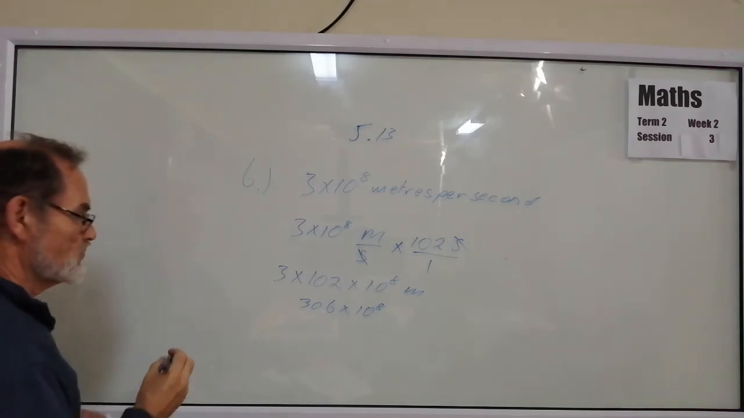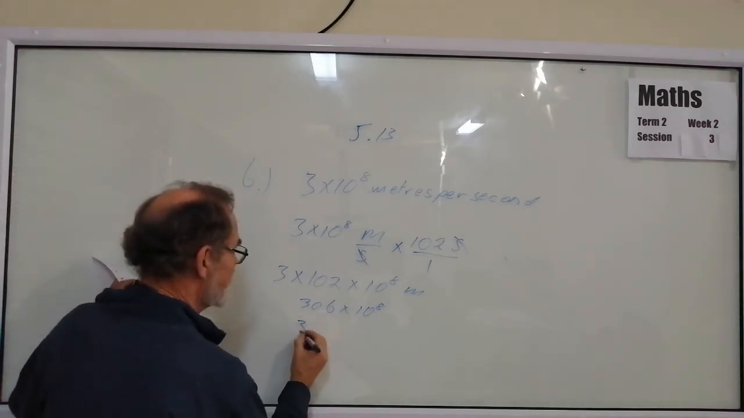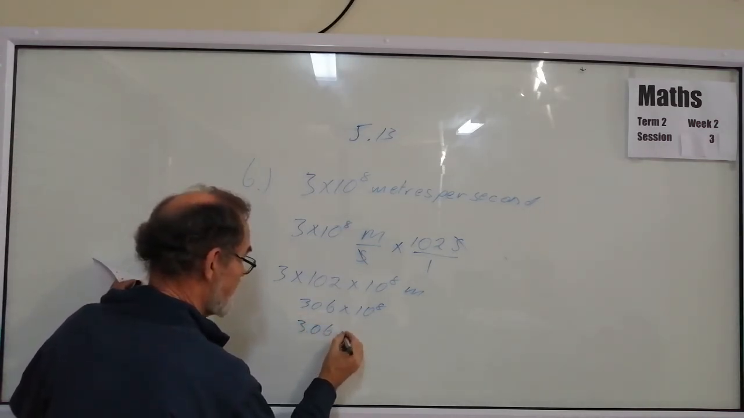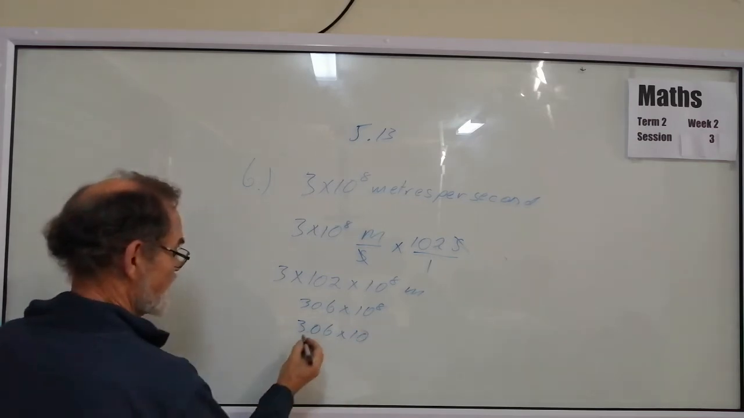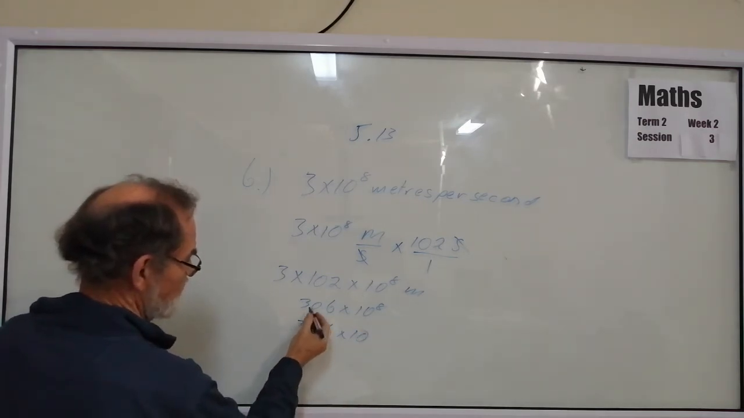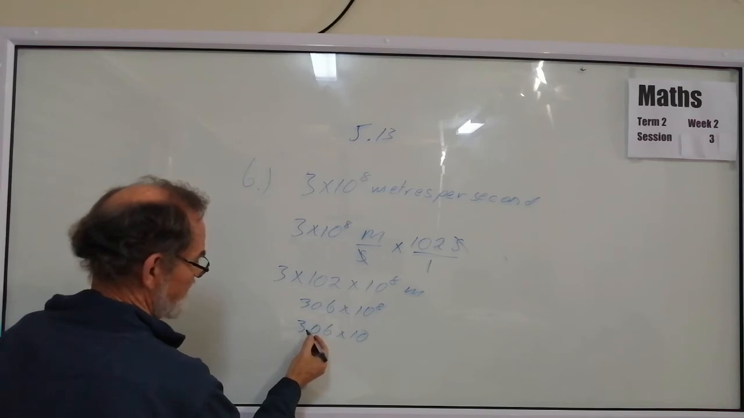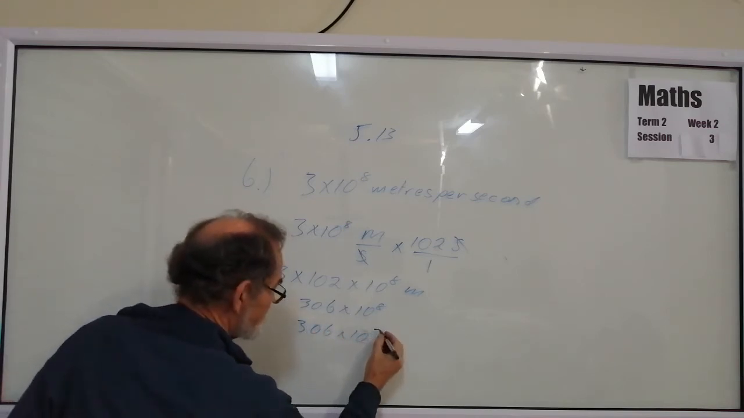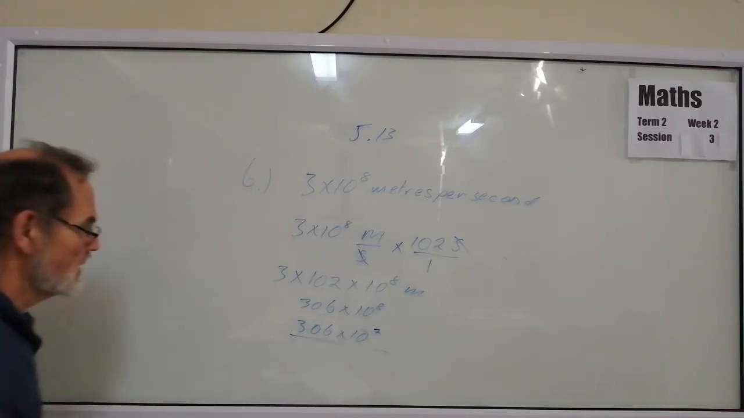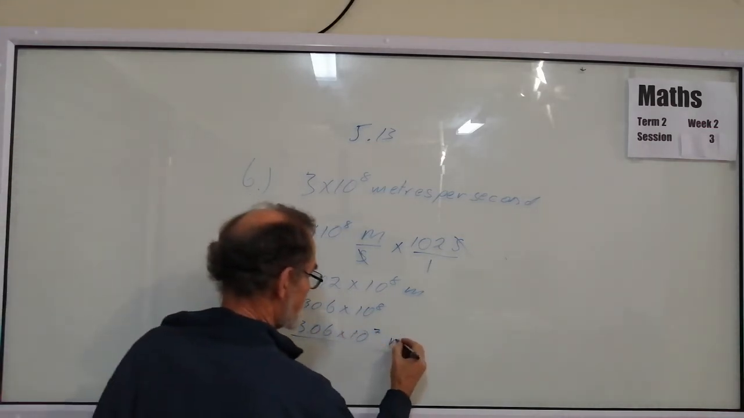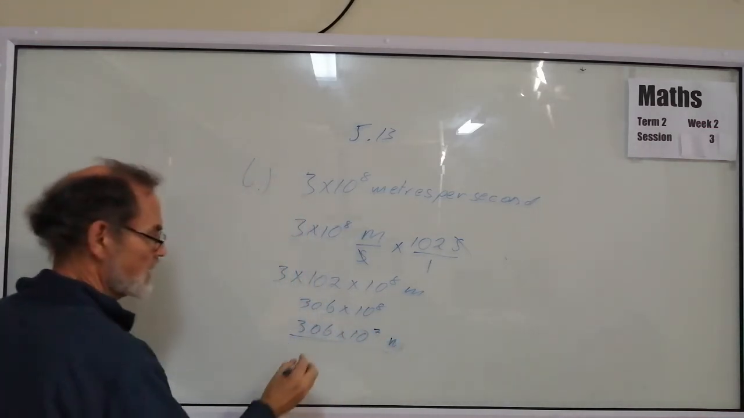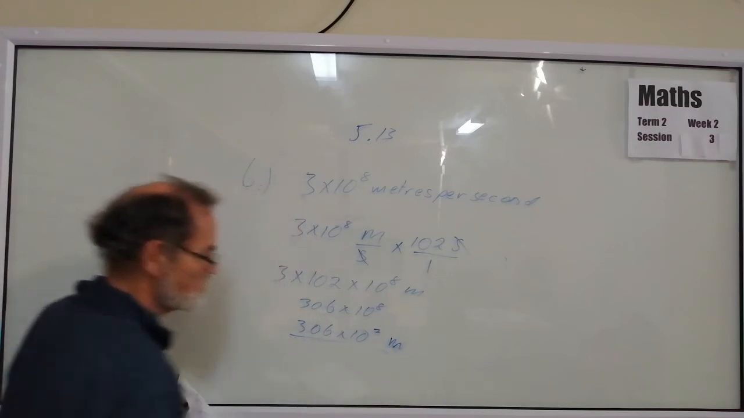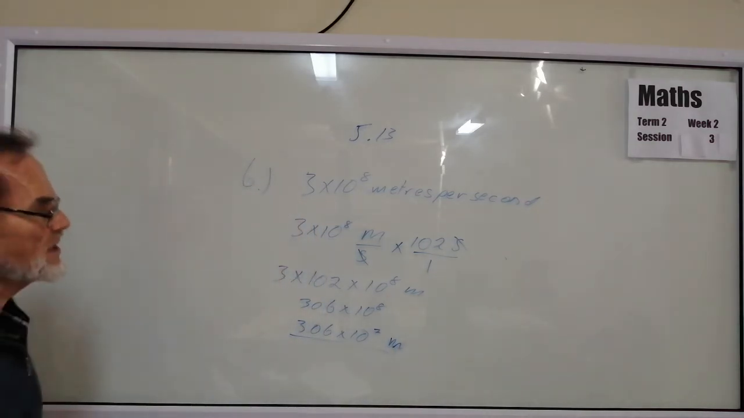And which has got to be 3.06 times 10 to the. This has got to go to 306. So it's 1, 2 times 10 to the 2. And that's your answer. Meters. Okay? Meters. We usually just use a small m for meters, but you can write it out if you want to.